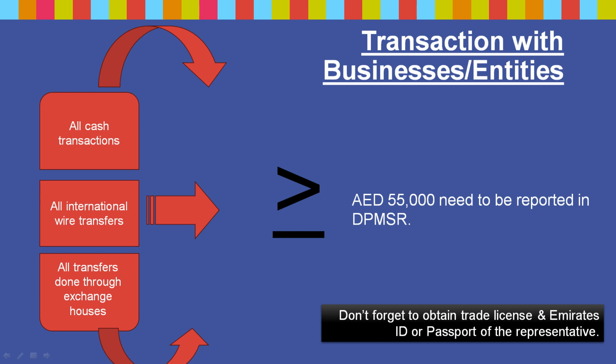In case of businesses, what we have to remember is that we will always ask for the trade license of the entity. Along with the trade license, we will also ask for the Emirates ID or the passport of the representative, or somebody who, on behalf of the company or the entity, has come to make the transaction. We will take his or her Emirates ID or the passport.